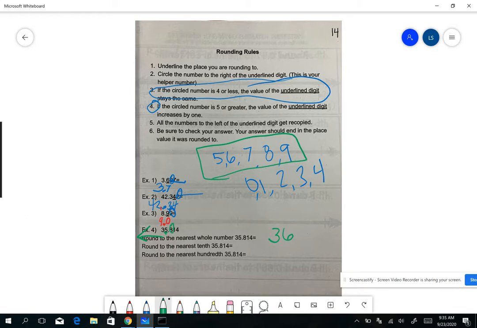Now, I want to end where it asked me to round to. It asked me to round to the nearest whole number, so my answer is 36. Let's go back and do this one. Round to the nearest tenth.